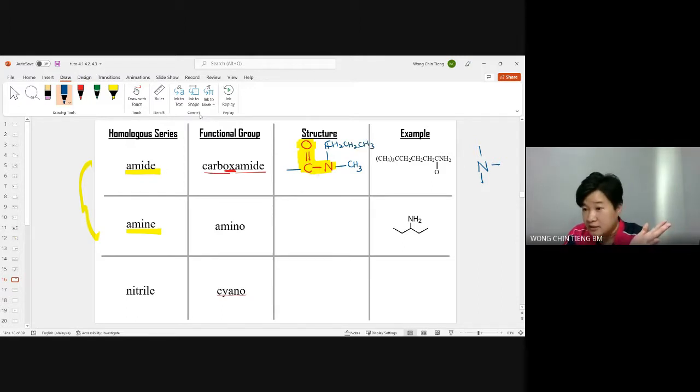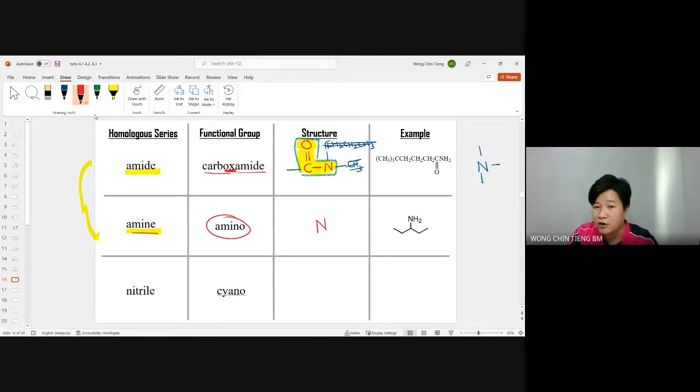Betul? Alright? So what I mean over here, jangan tengok yang belakang. Saya tak kisah yang belakang tu apa. Yang saya kisah, my carbon double bond O right now. Okay, carbon yang pegang double bond O is also bonded to N. Yang tu saya kisah. The N bonded with what? I don't really care.